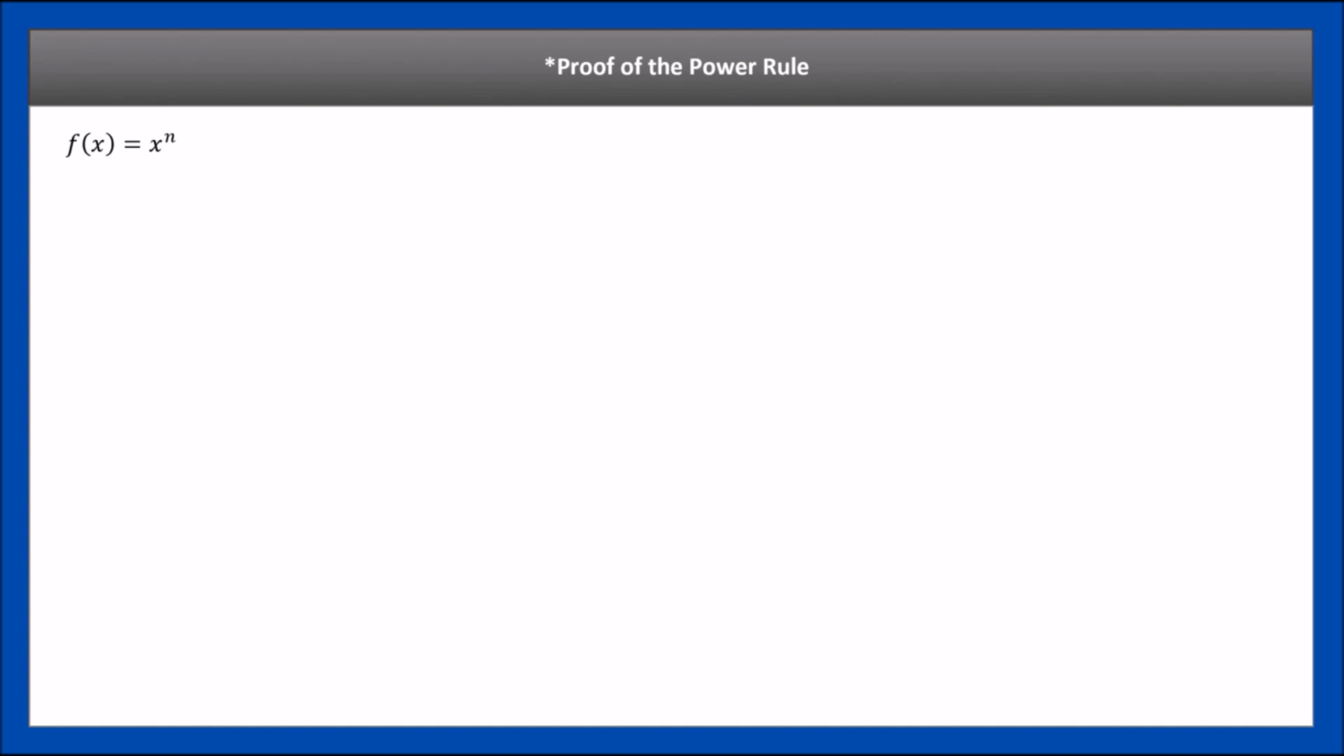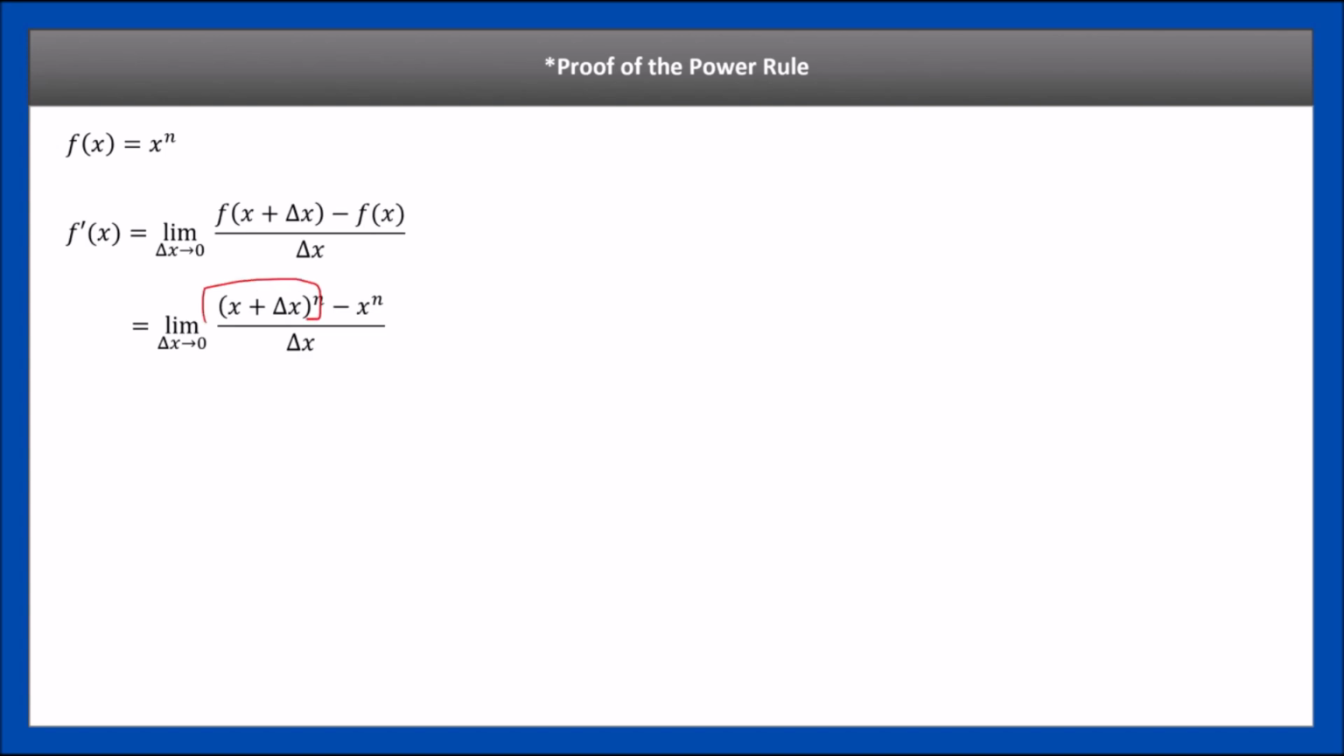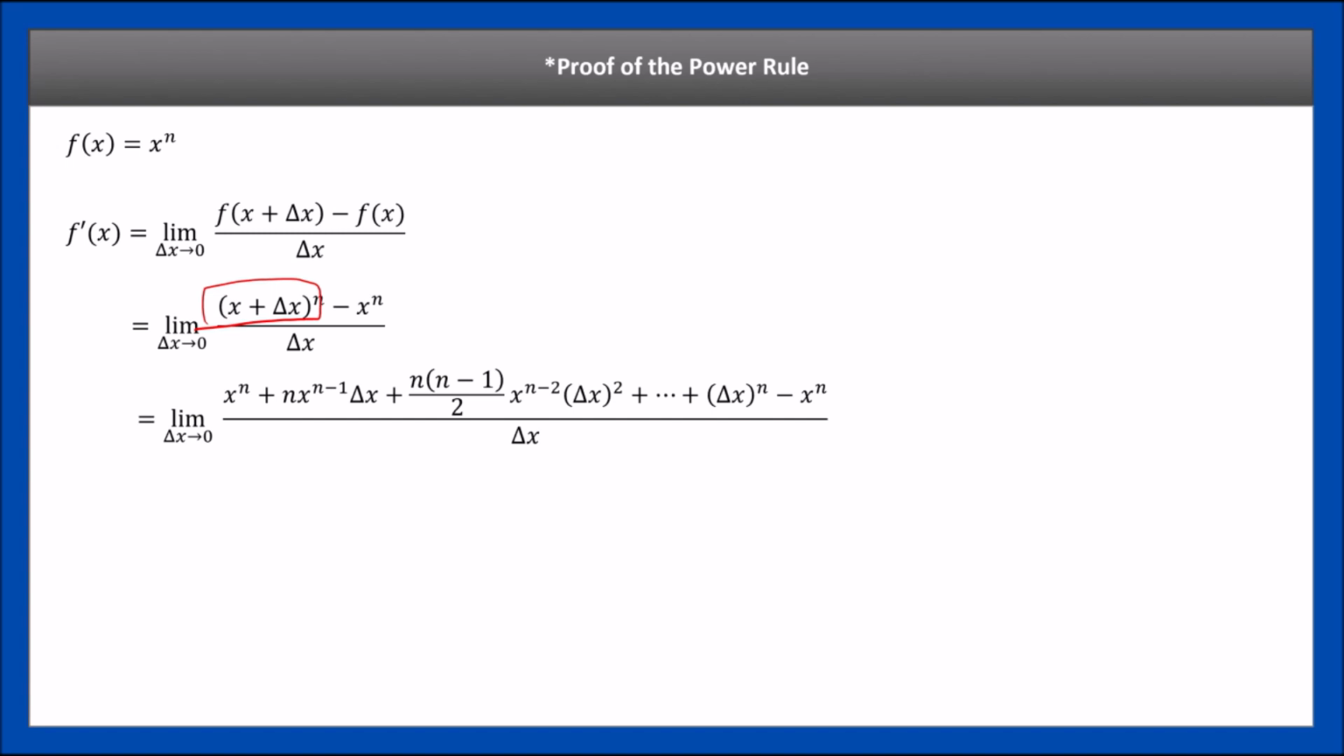We want to take the derivative of this, right? So we do the derivative rule. We have x plus delta x to the n, and we want to replace that with what we just wrote in the previous slide, all of this stuff. There you go. So all of that work was for this, so that we can replace it.